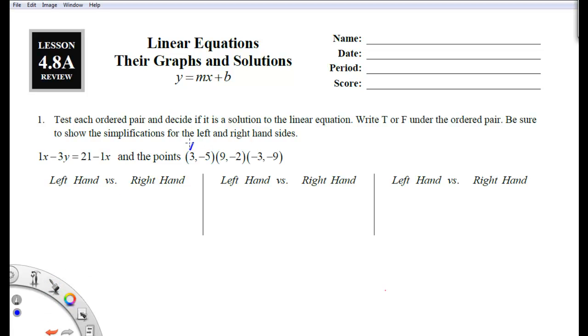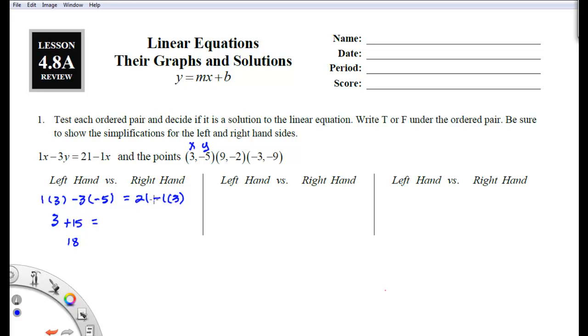So we got an x of 3 and we have a y of a negative 5. So everywhere where I see an x, I'm going to put 3 in there. And everywhere where I see a y, I'll put a negative 5. So that'll be 1 times 3 minus 3 times a negative 5 equals 21 minus 1 times x, and x is, again, 3. So let's evaluate the left-hand side. So 1 times 3 is 3. A negative 3 times a negative 5 is a positive 15. So 3 plus 15 is 18.